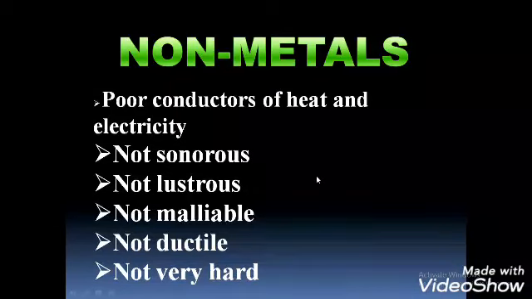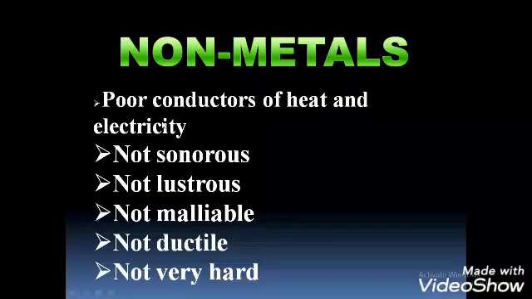Then we can move to the next topic, non-metals. What are non-metals? Give me some examples of non-metals. Sulfur, coal, wood, phosphorus, etc. are non-metals. Now we can move to the physical properties of non-metals. Are non-metals good conductors? No, they are poor conductors of heat and electricity.